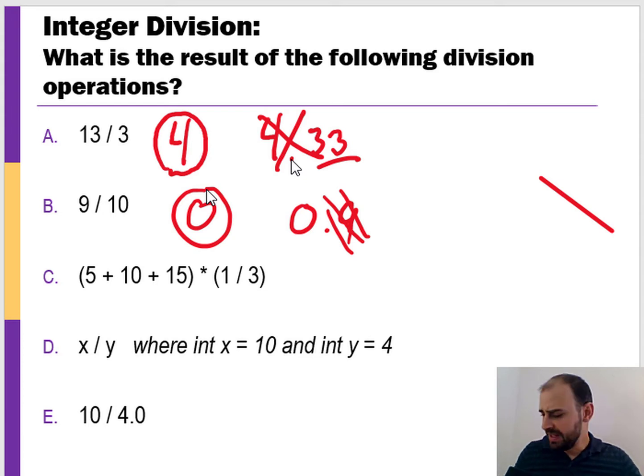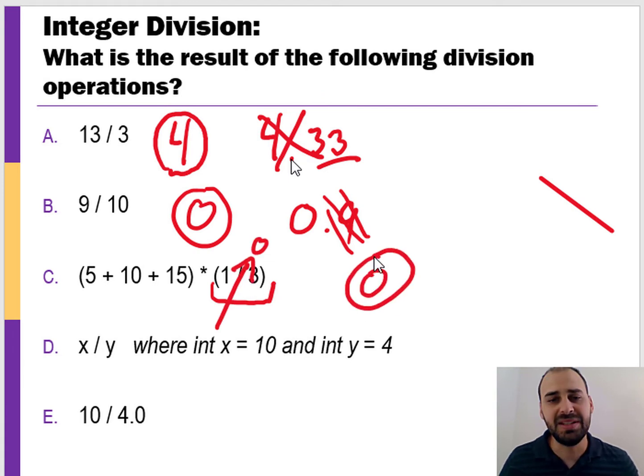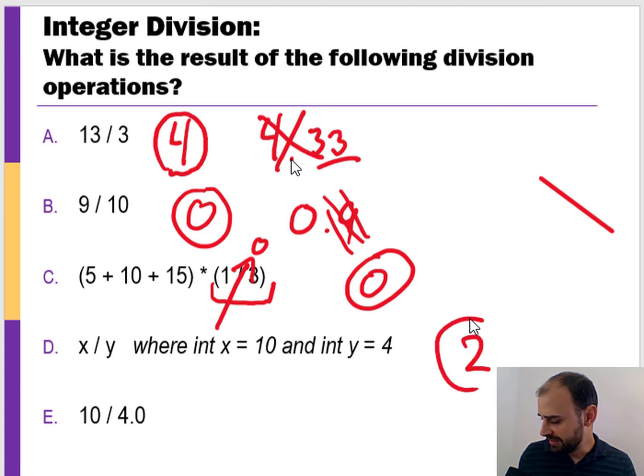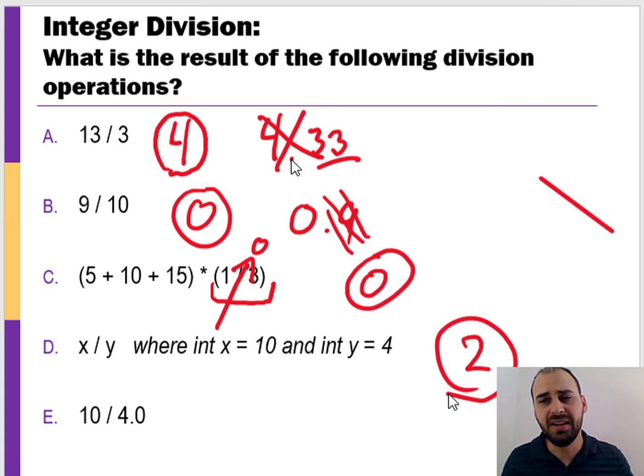Same thing down here. I know the end result of this entire expression is going to be 0, because integer 1 divided by integer 3 gets truncated down to 0, and then we're multiplying by 0, so the end result is also 0. And then when we look at these two variables, integer x divided by integer y, 10 divided by 4, the result is going to be 2, truncating everything to the right of the decimal point.